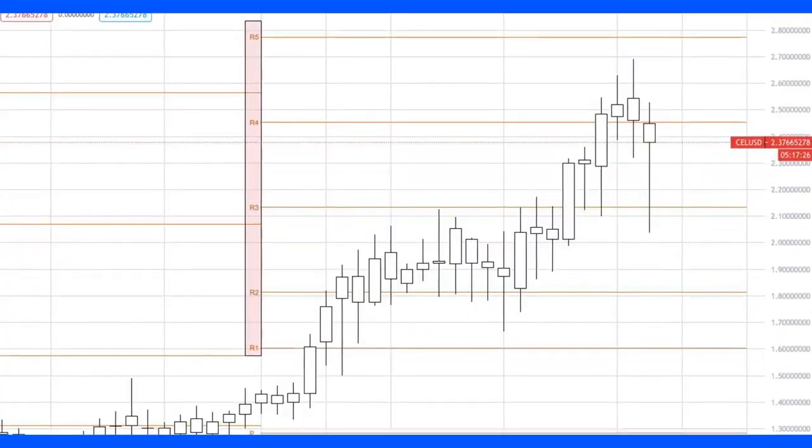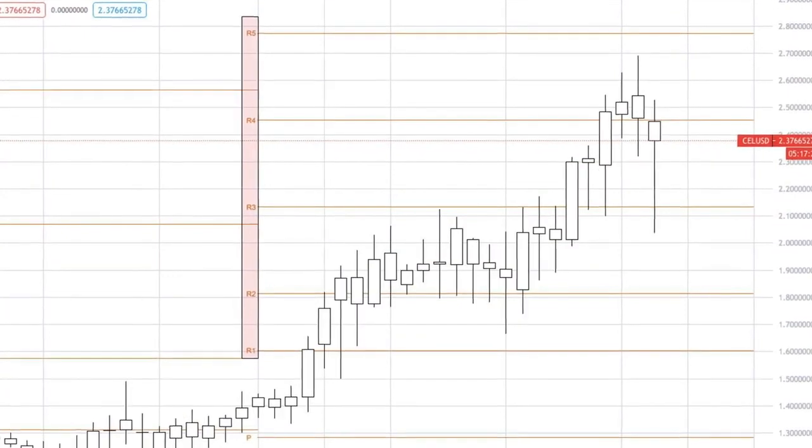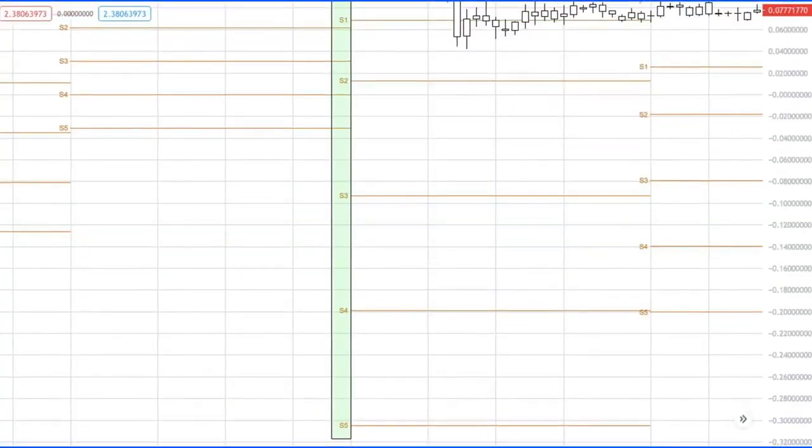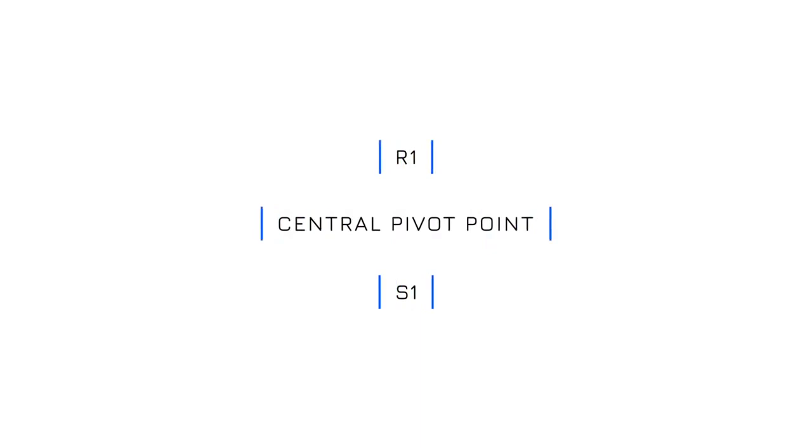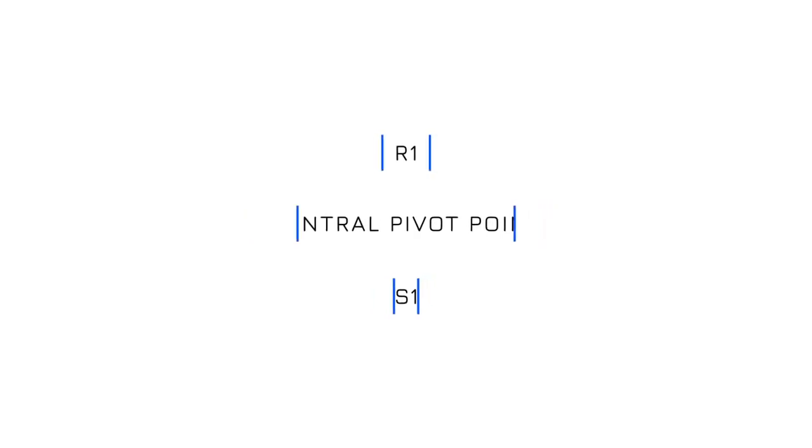In this picture, we can see all of the pivot point resistance levels. These levels are highlighted red. Meanwhile, in this picture, we can see all of the support levels. These levels are highlighted in green. In between the support and resistance levels, the R and S points, we have the central point. This is the center pivot point marked P.